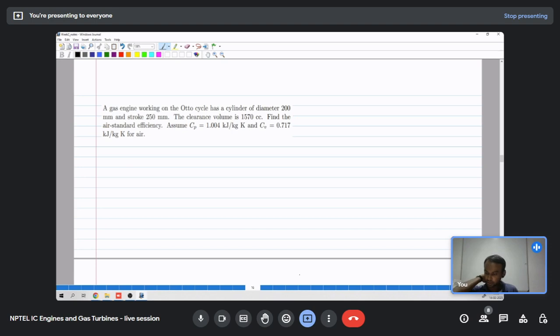Okay, then I will move on to the next problem. We have an engine working in the Otto cycle with a cylinder diameter of 200 mm and stroke of 250 mm. The clearance volume is given as 1570 cc. We have to find the air standard efficiency. We can assume Cp is 1.004 and Cv is 0.717 for air.